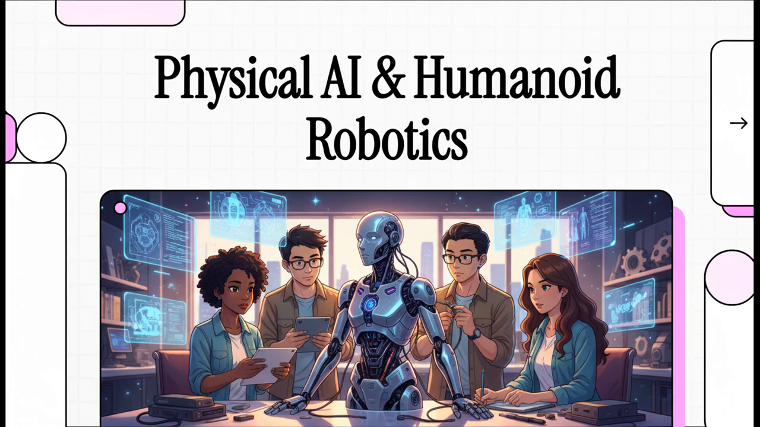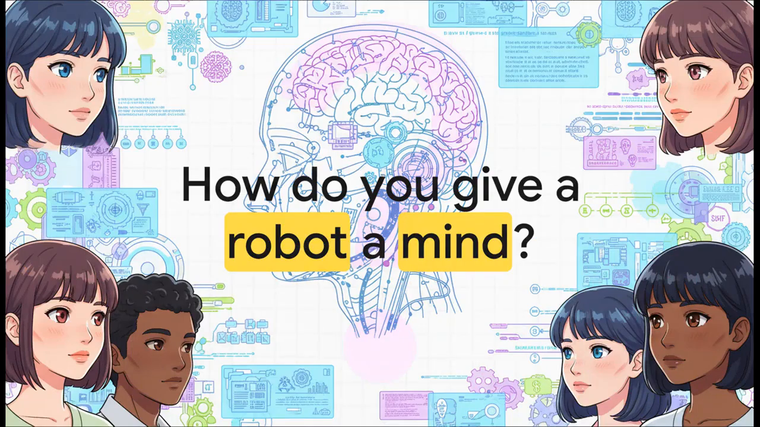Let's get into it. It really all boils down to this one huge question. How do you give a robot a mind? I mean, think about it. It's not just about nuts and bolts, right? It's about creating something that can perceive the world, understand it, and act on that understanding. So, where do you even begin to build something like that, an artificial consciousness?